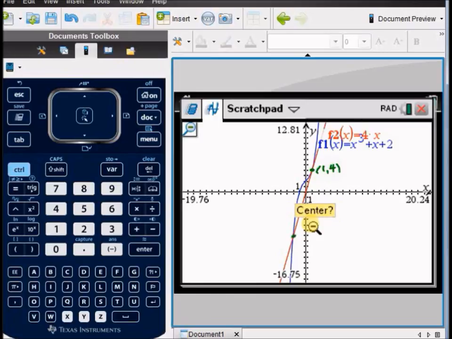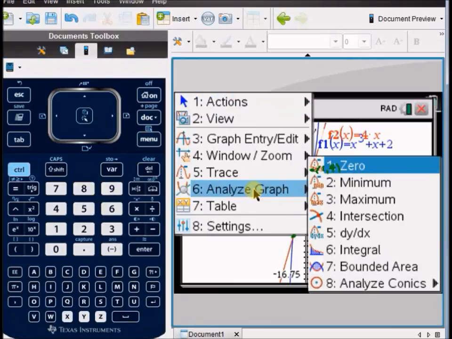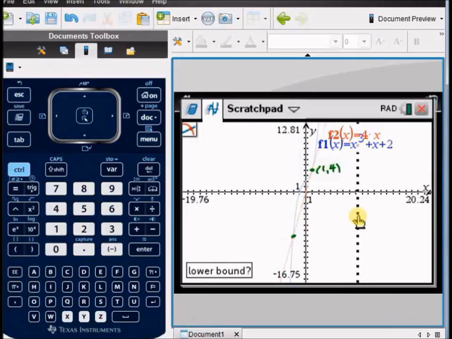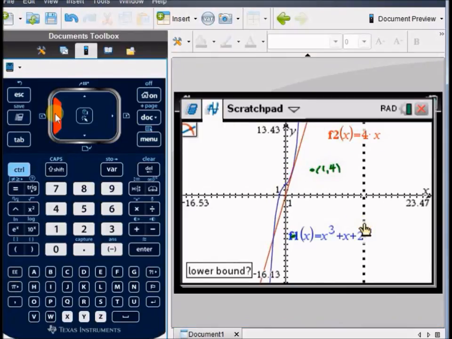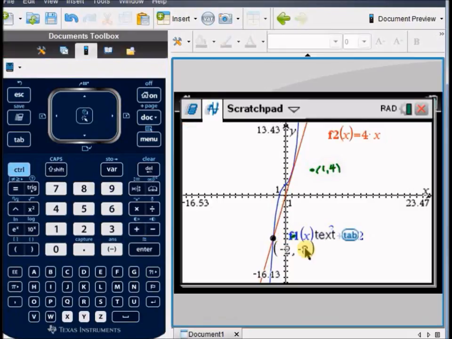We can do it exactly with the calculator, so menu, analyze graph, intersection. It's asking here for a lower bound, so we need to move that lower bound over. This dotted line just needs to be on the left-hand side of that point of intersection, somewhere on the left-hand side. Okay, that's good. Enter. Upper bound, now we need to move the dotted line to the right of the point of intersection. Enter, and it tells us the point of intersection right here.